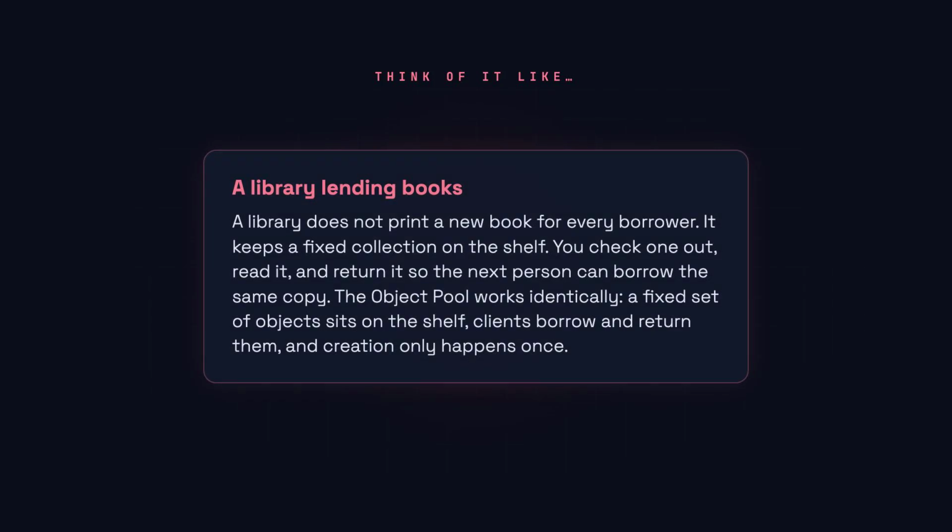Think of your local library. When you want to read a novel, the library does not print a brand new copy just for you. That would be absurdly expensive. Instead, it keeps a fixed collection on the shelf. You borrow a copy, use it, and return it when you are done, so someone else can borrow the very same book. The object pool pattern applies exactly this idea to software. Create objects once, lend them out, and take them back for the next caller.